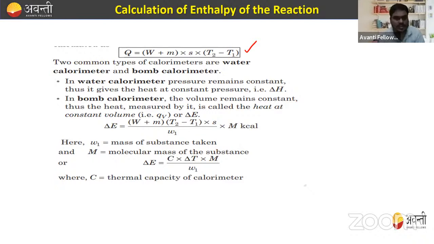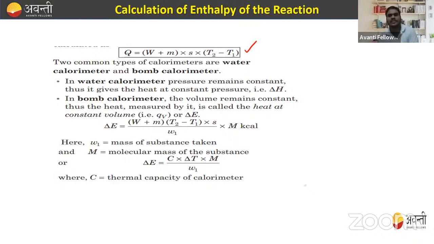The two common types of calorimeter are water calorimeter and bomb calorimeter. So the calorimeter is further classified into two different types: one is known as a water calorimeter and the next one is known as a bomb calorimeter. What is a water calorimeter? In the water calorimeter, pressure remains constant, that is, it gives the heat at constant pressure. We know that the heat content of the system at constant pressure is itself known as enthalpy, right? So in the water calorimeter, pressure remains constant, so the heat obtained here is at constant pressure, or we say delta H.